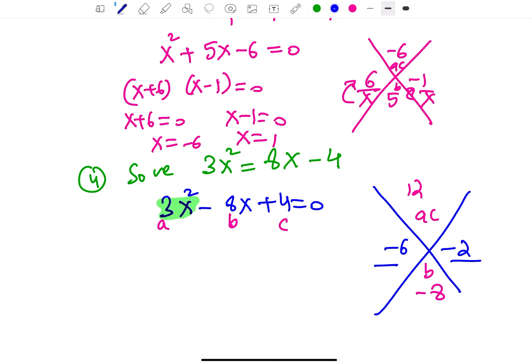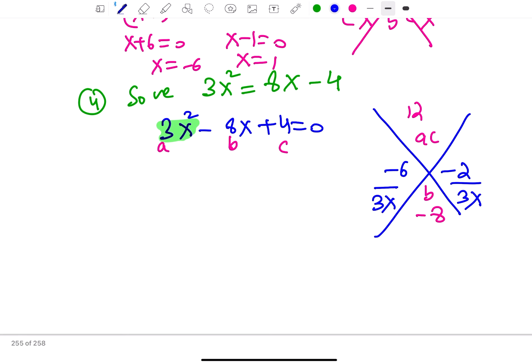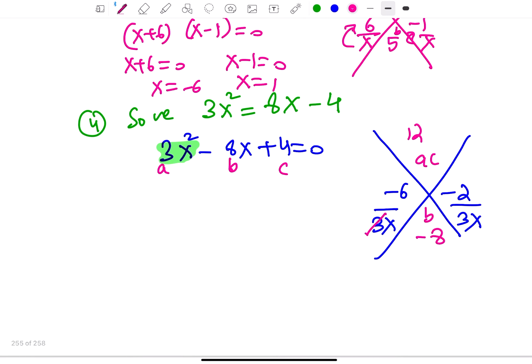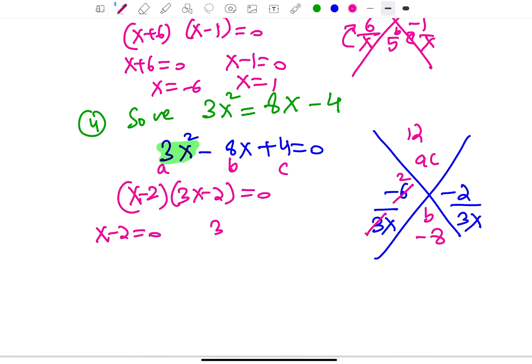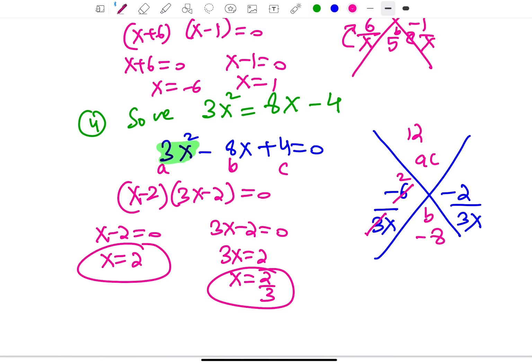It's just a trick. If you're wondering why that works, there's not really a reason why we divide by 3x. If you want, you can go ahead and break the middle term. Instead of -8x, you can write -6x and -2x, and then also factor by grouping. I'll show you that in a minute as well. So now I'm able to simplify this fraction. So my first factor is x minus 2, and the next factor is 3x minus 2 equal to 0. Now we're going to use the zero product property, which says either x minus 2 is 0 or 3x minus 2 is 0. So we're left with two answers. x equals 2 or x equals 2/3.